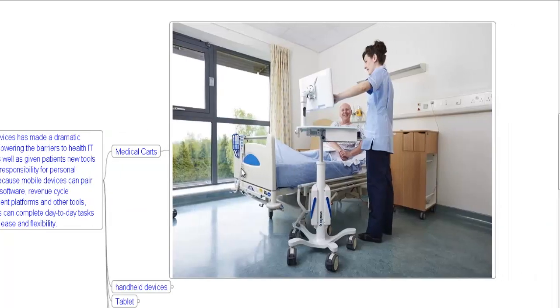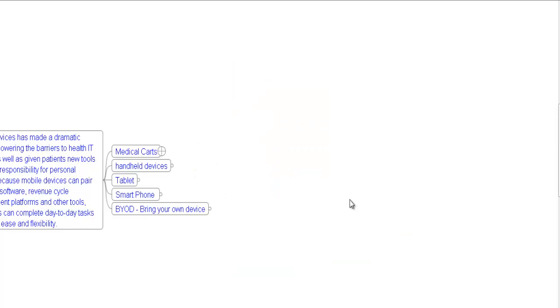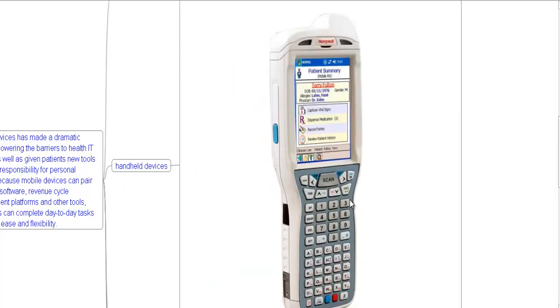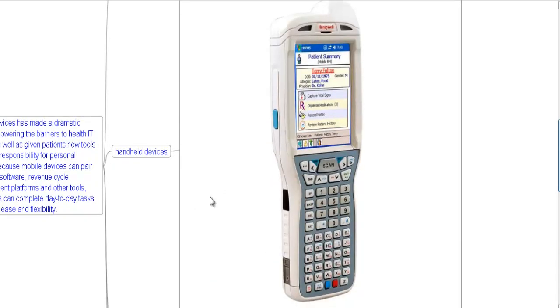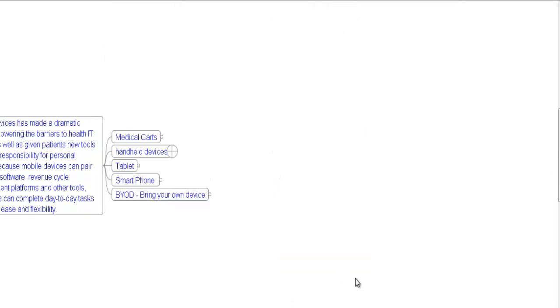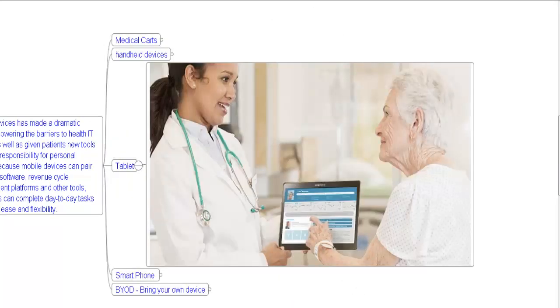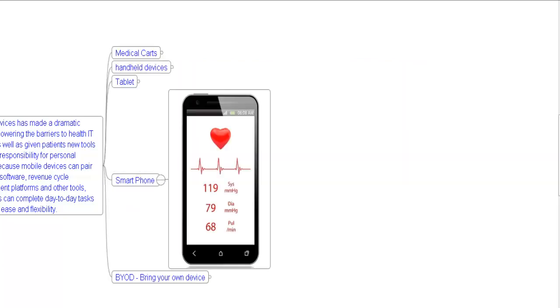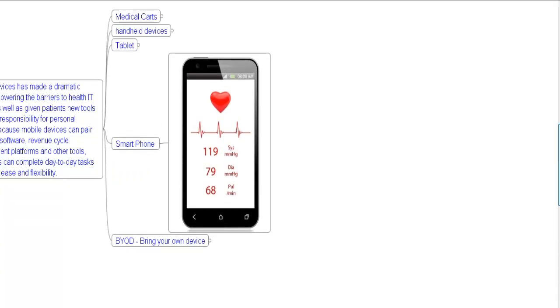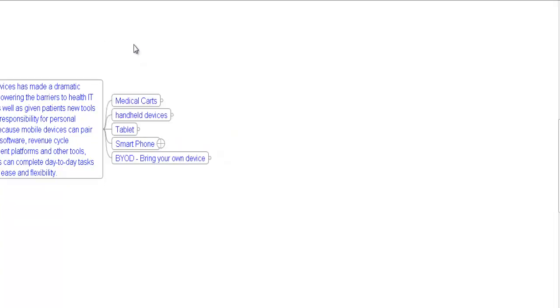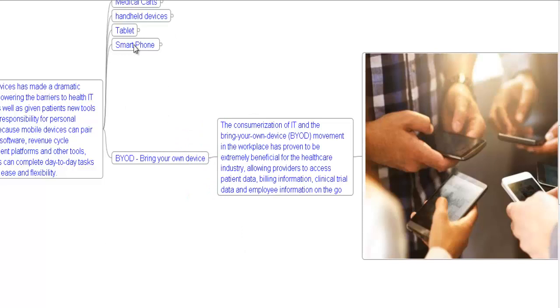This image shows a medical card. This image is an example of a handheld device used in healthcare. This is a tablet, and how it's being used in healthcare. A smartphone. Now we'll see bring your own device.